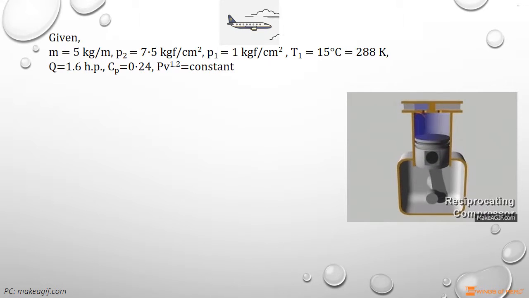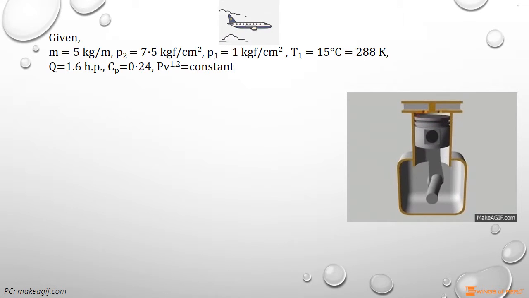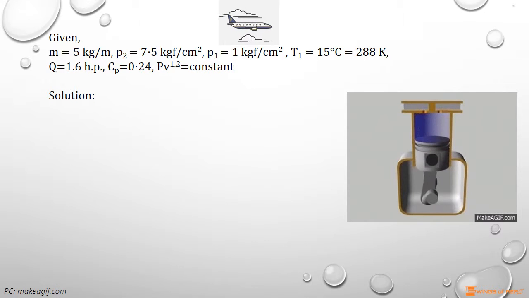Mass rate of air per minute m is equal to 5 kg. Pressure of air after compression P2 is equal to 7.5 kgf/cm², pressure of air before compression P1 is equal to 1 kgf/cm², and temperature of air before compression T1 is equal to 15 degrees Celsius or 288 Kelvin. Rate of heat transfer Q is equal to 1.6 horsepower, and specific heat at constant pressure Cp is equal to 0.24. Now we have to find out the power required for the compression.